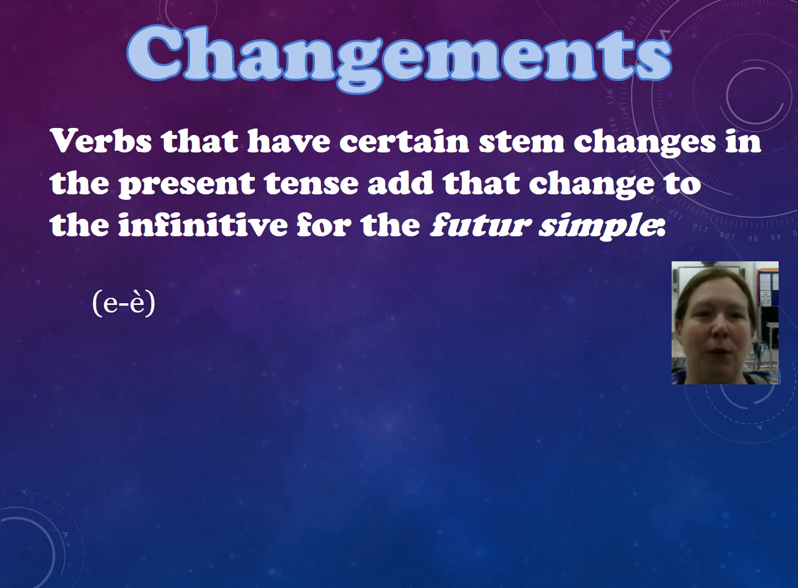So for example, we have some verbs where we add an accent, like acheter. Remember that when we say j'achète, we add the accent. We don't for the nous and vous forms, but for all of the other forms we do. That means that in the futur simple, we are going to take that accent and put it right onto the infinitive before we add our endings.